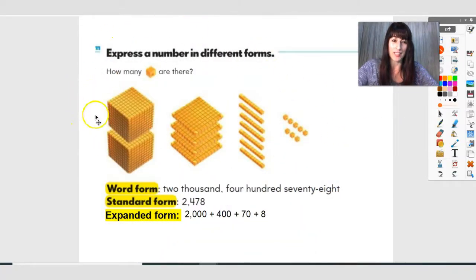Here we have, again, base ten blocks. As you can see, the number here is in word form 2,478. In standard form, you would just write it using digits. And then expanded, we just wrote 2,000 plus 400 plus 70 plus 8. You expanded the number, expanded form, you stretched it out using the plus symbol.